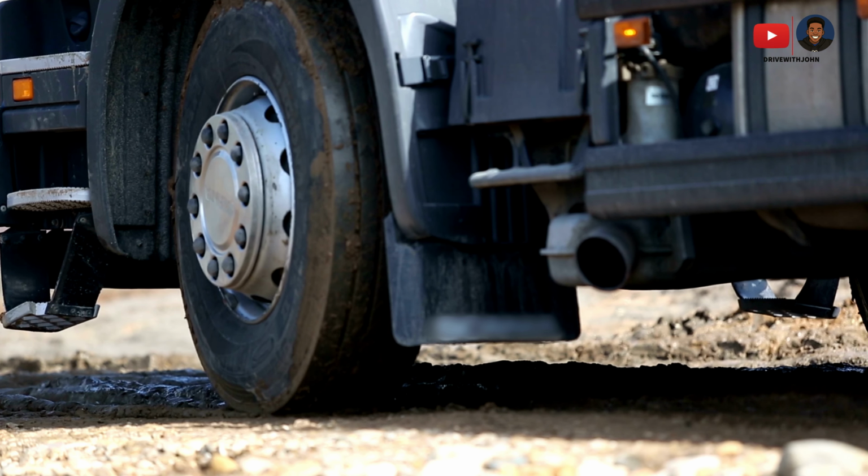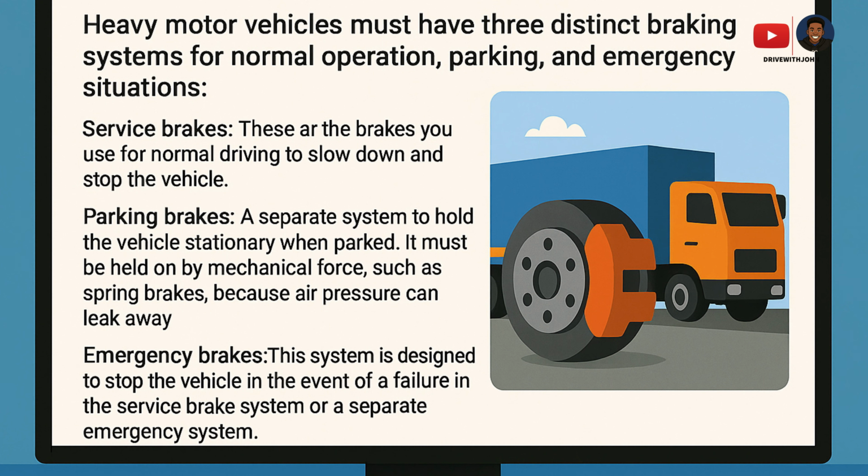All right, let's go. The other one is parking brakes. A parking brake is a separate system to hold the vehicle stationary when parked. It must be held by mechanical force, such as spring brakes. Okay, that's one we've got.